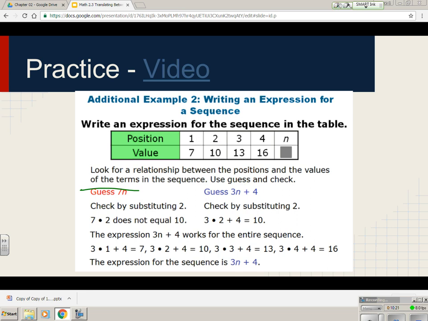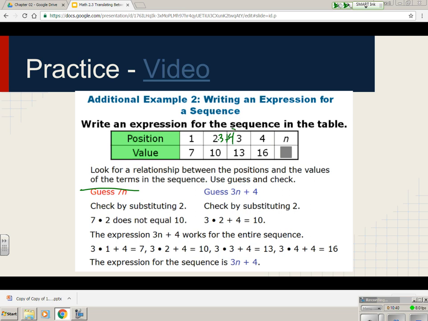So let's see if we can look at the 2 and 10 and see a relationship. We know that times 2 won't work. We know times 7 won't work. So let's try something up from times 2. What if we did 2 times 3? That gets us 6, right? And to get to 10, we only need 4 more. Well, that gets us 10.